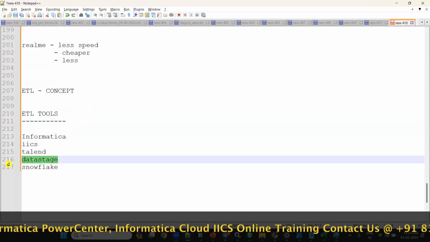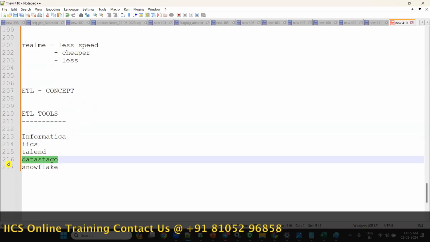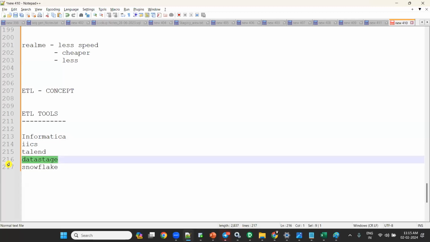Suppose anybody asks you, what is the exact difference between Informatica and Talend? If you worked on Informatica for 1 month and on Talend for 1 month, you can say. Otherwise, I will see Google and I'll say. Yes or no? Are you clear? Understanding?